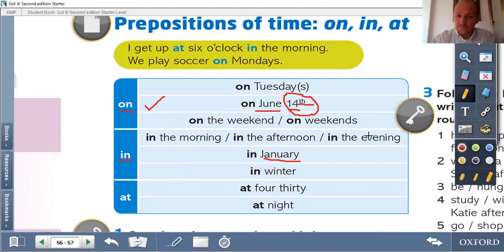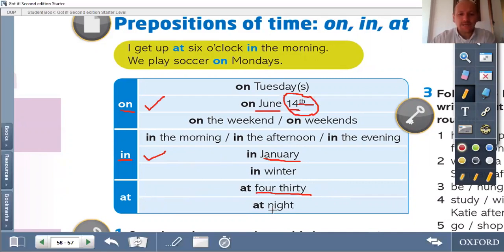Solamente esos tres. In the morning, in the afternoon, in the evening. In January, in winter. At. We're going to use at 4:30. Vamos a ocuparlo para la hora. At 4:30. Dije 4:30, sí, dije 4:30. At 4:30. A las 4:30.